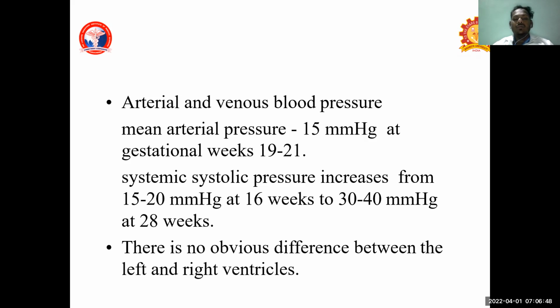Arterial and venous blood pressure. Mean arterial pressure is 15 millimeters of mercury at gestational week 19 to 21. Systolic pressure increases from 15 to 20 millimeters of mercury at 16 weeks to 30 to 40 millimeters of mercury at 28 weeks. There is no obvious difference between the left and right ventricles.